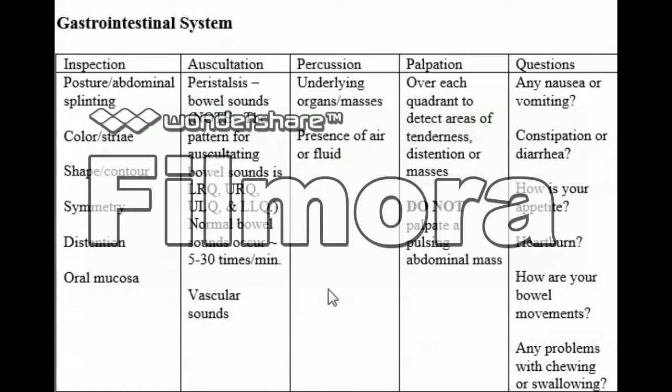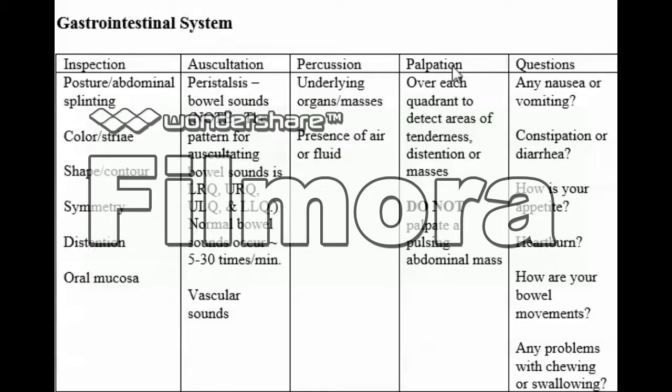Hyperactive bowel sounds are those that occur greater than 30 per minute. Diarrhea, constipation, or laxative use can cause this, and it indicates increased peristalsis. Now, if you do not hear any bowel sounds, you have to listen for a total of 5 minutes. The next one is percussion. We are percussing, we're trying to find underlying organs or masses in the presence of air or fluid.